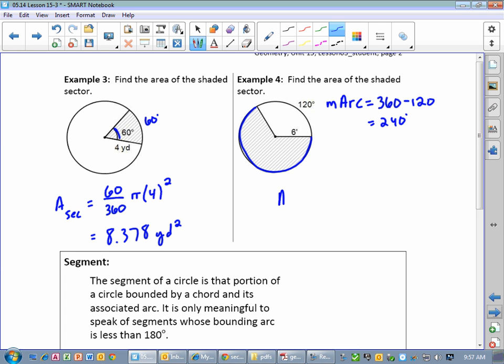Okay, so the area of that sector, well, this arc is 240 degrees, and that's the shaded part. All right, so we have that out of 360. So 240 out of 360 times pi times the radius, which is 6 squared. And so we get 75.398 square feet.